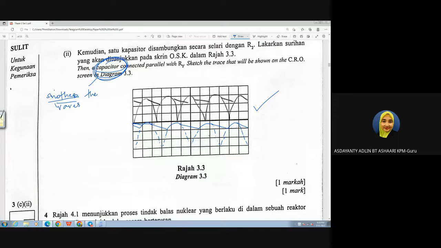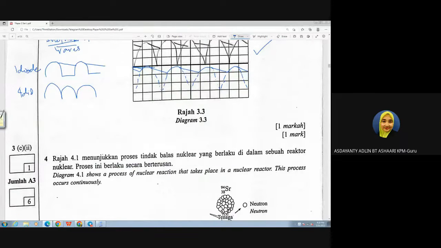Okay, no capacitor, dia jadi full wave rectification macam ni, full wave rectification. One diode, half wave rectification. 4 diodes, full wave rectification. So pattern wave dia macam ni. Kalau dia install capacitor macam soalan ni, dia akan jadi smoothen. Macam tu. Kan? Ingat balik ya. Okay, number 4. Boleh ya? So we go to number 4.